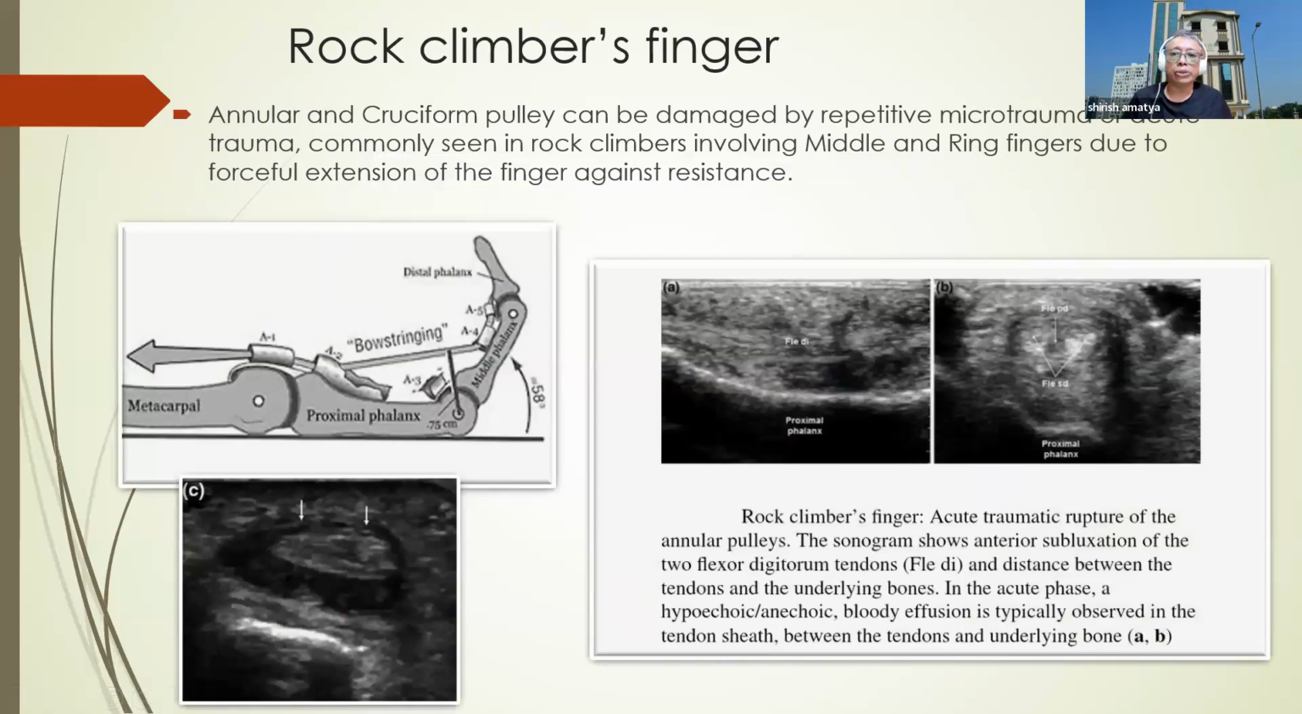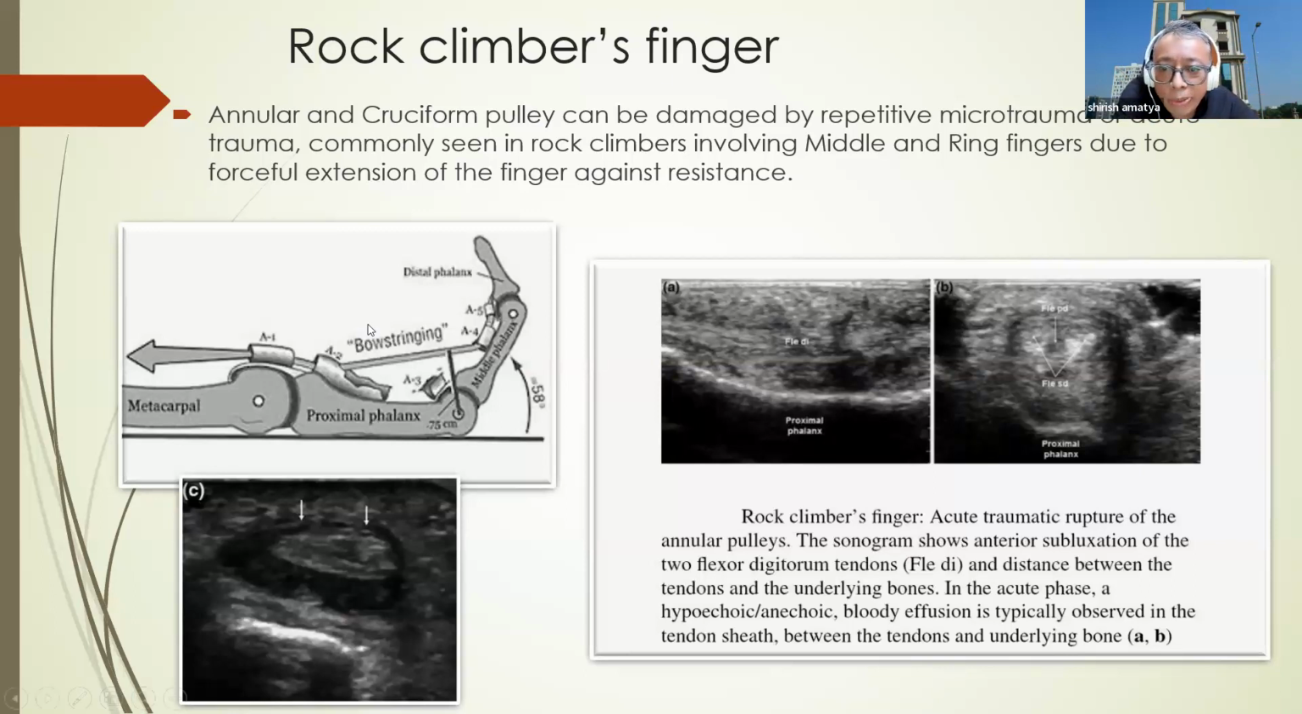in the pulley, that is also called rock climber's finger. In this, basically there is a rupture of the A1, but generally annular and cruciform pulleys. Damage to the annular and cruciform pulleys can be due to repeated microtrauma or acute trauma, which is commonly seen in rock climbers' finger, especially the middle finger and ring finger. It usually happens when the finger is forcefully flexed against resistance.